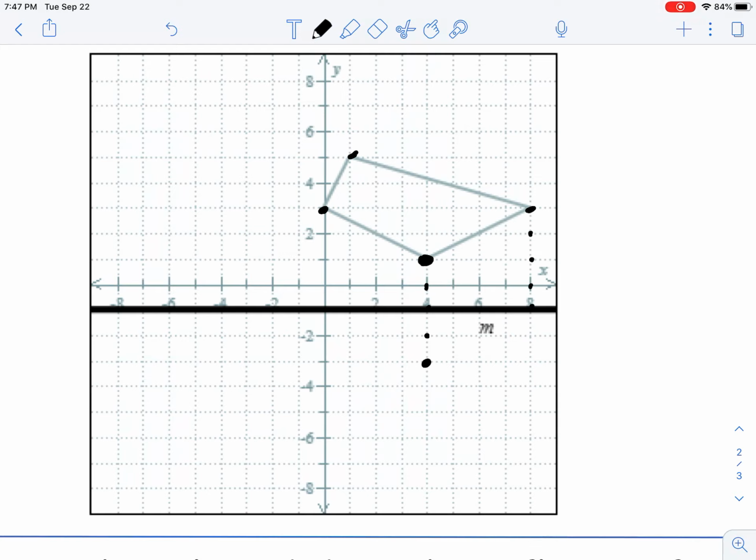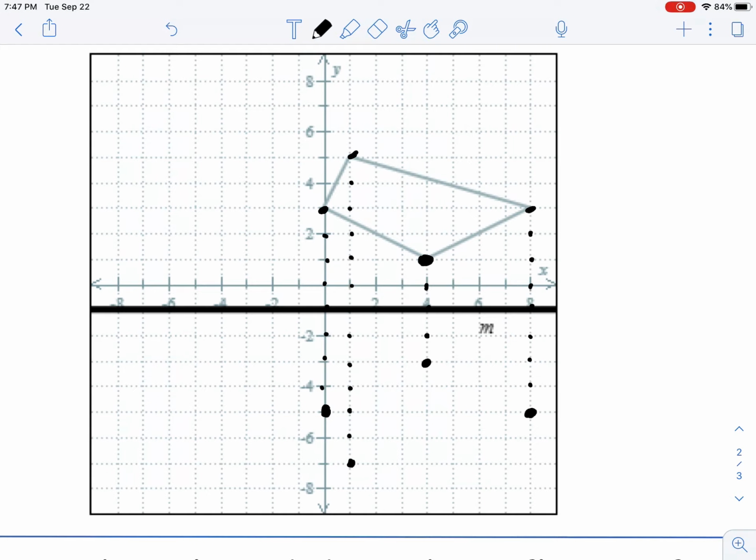This one is 1, 2, 3, 4 to the line. So 1, 2, 3, 4 right there. 1, 2, 3, 4, 5, 6. 1, 2, 3, 4, 5, 6. 1, 2, 3, 4.